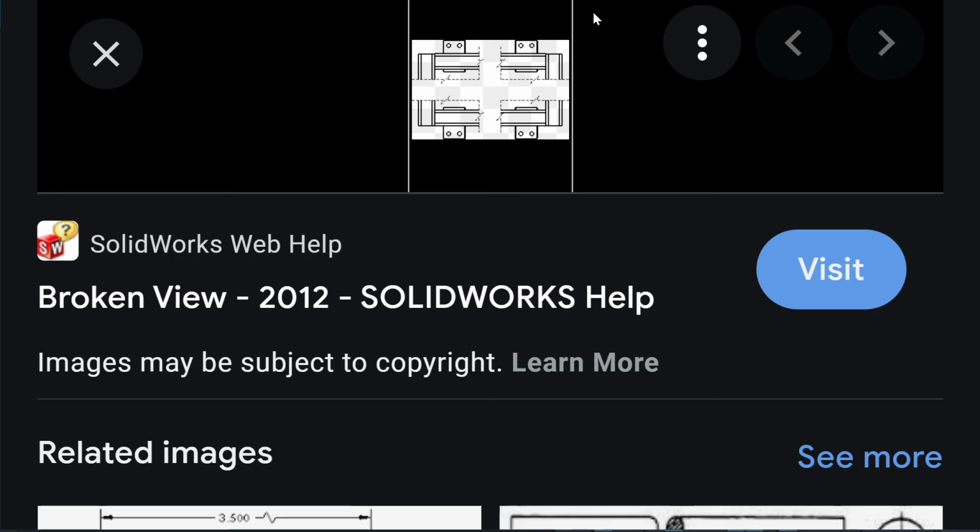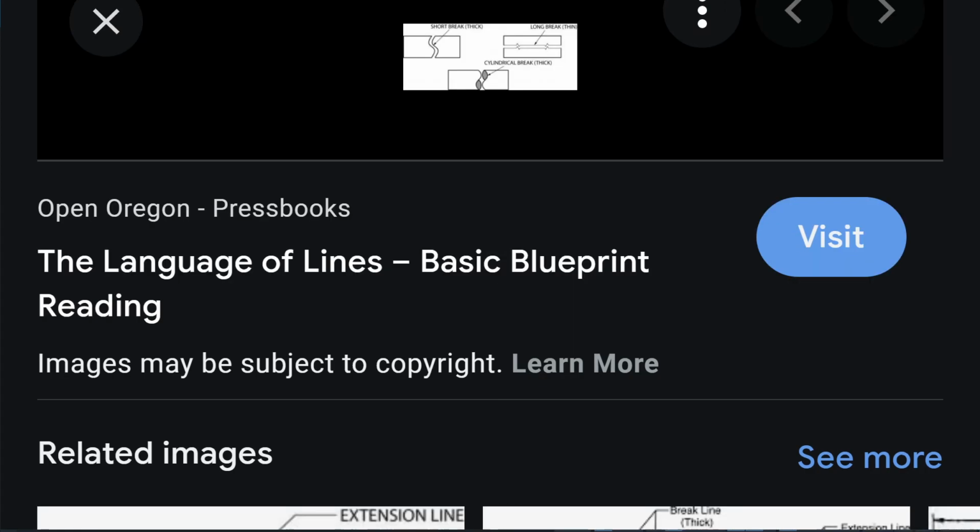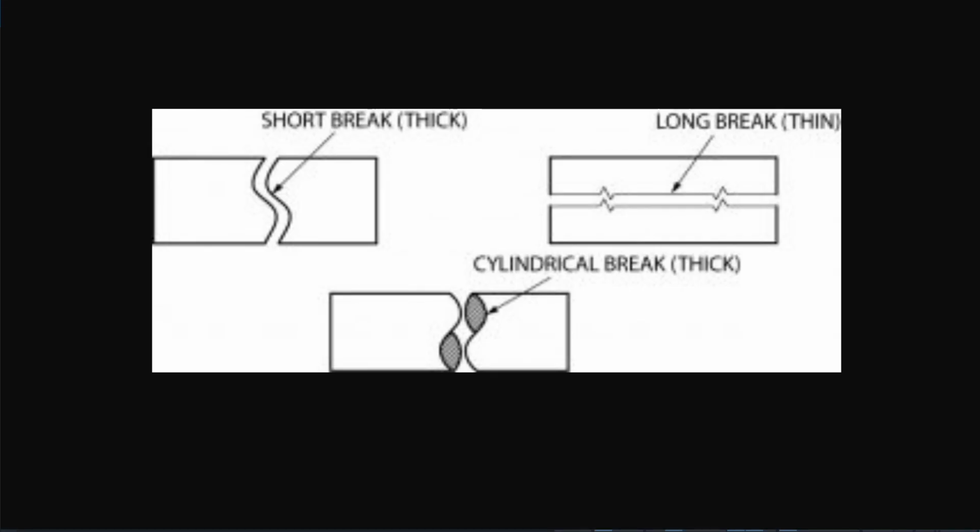Yeah, some more break lines. I think we've got the point at this point, and we're now at 10 o'clock. Yeah, that'll do. Okay.